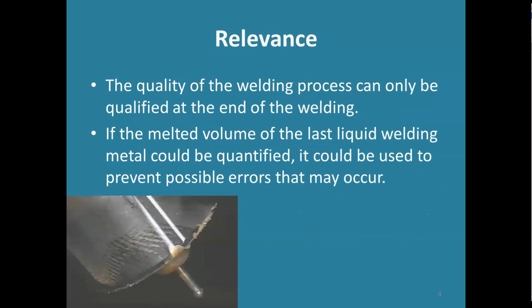Therefore, the surface of the materials, the focus at the welding point of the electrode, the angle and the speed of the robot affect the welding quality. So the quality of the welding process can only be qualified at the end of the welding. If the melted volume of the last liquid welding metal could be quantified, it could be used to prevent possible errors that may occur.